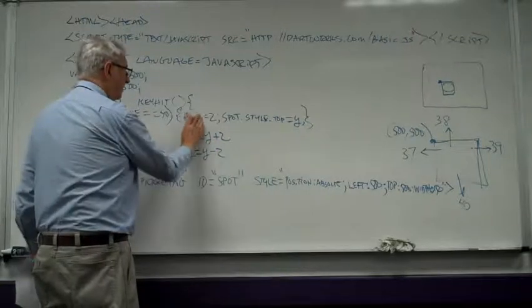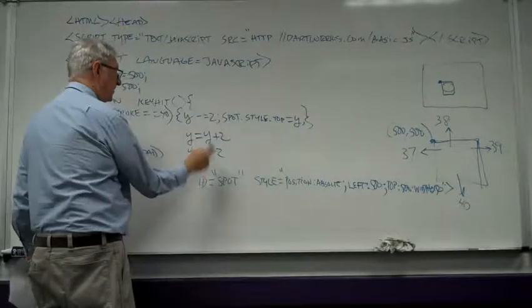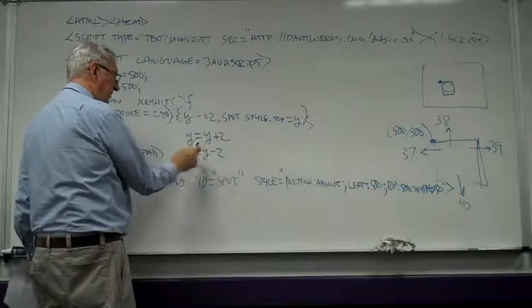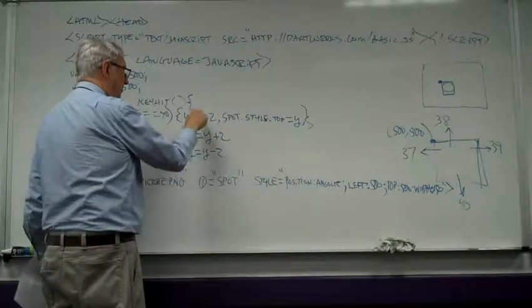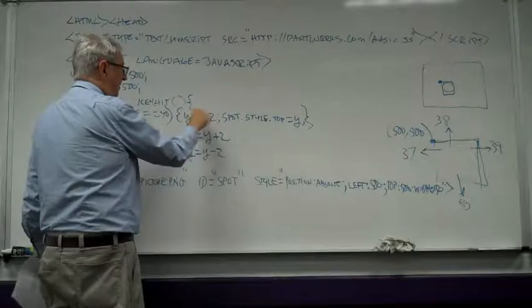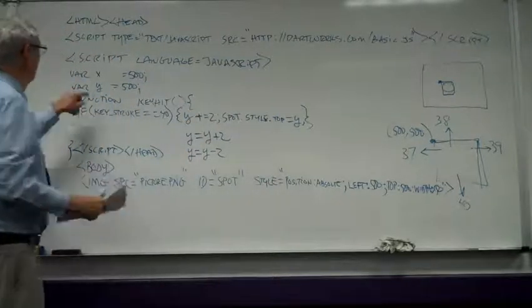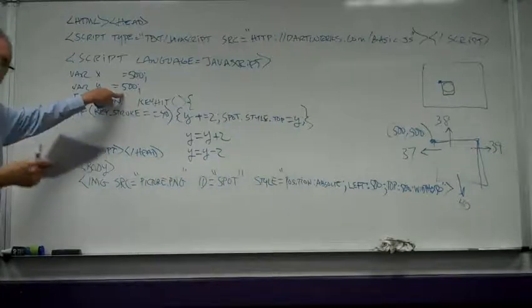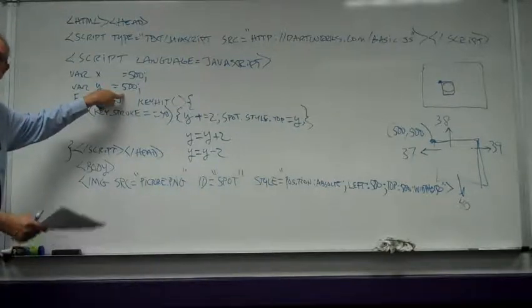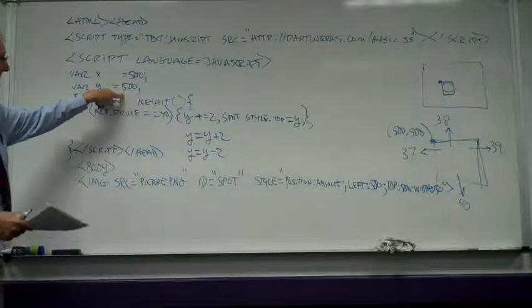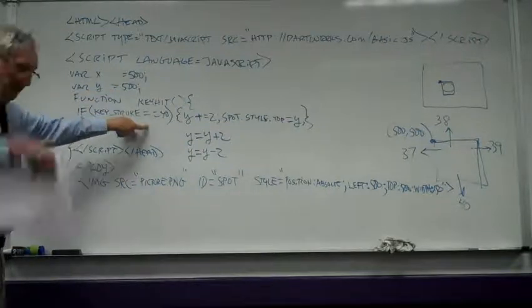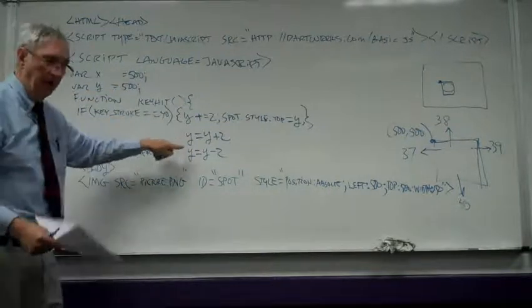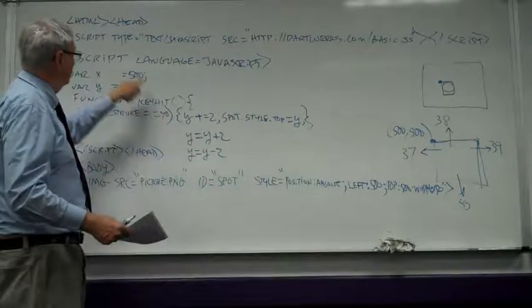So if I wrote this, that would mean take 2 away from Y, and then set it equal to Y. So that's what you're doing. In this case we want to add. We want to add 2 to Y. So originally Y was at 500. When I add 2 to it, it's going to be 502, because it's getting bigger as it goes down. So what I'm saying is, if you hit the down arrow, add 2 to where Y is. And that's what I did, I add 2 to where Y is, up here.